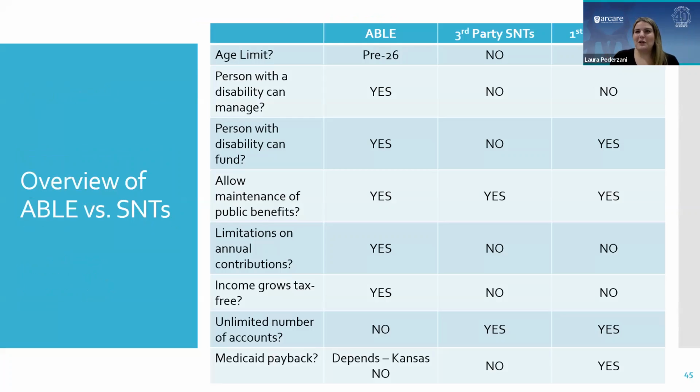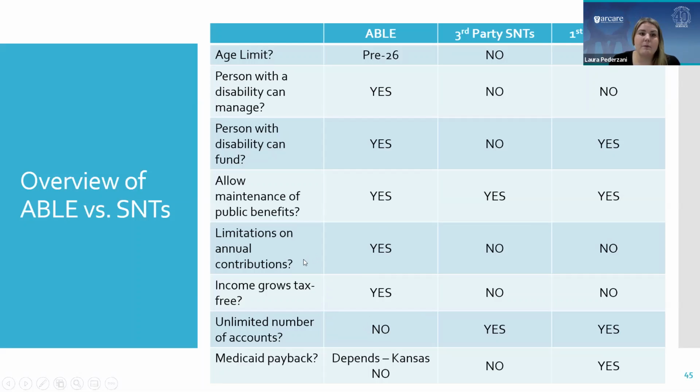So again, let's do another compare and contrast here. We talked about age limits. We've talked about whether the individual with a disability can manage it themselves. For an ABLE account, yes, they can be the signature authority and the owner. For a third party and a first party special needs trust, they cannot manage those on their own. Can they fund? With an ABLE account, yes. Third party, no. First party, yes. All of them allow maintenance and continuation of public benefits.